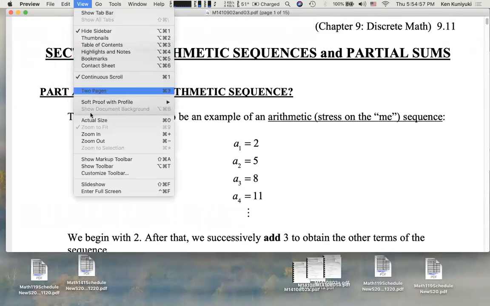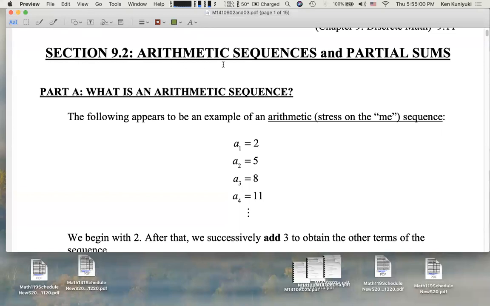Hi, everyone. So we're going to do section 9.2 on arithmetic sequences and partial sums. Well, what is an arithmetic sequence? Here's an example. By the way, it's pronounced arithmetic, not arithmetic. It's arithmetic as an adjective.